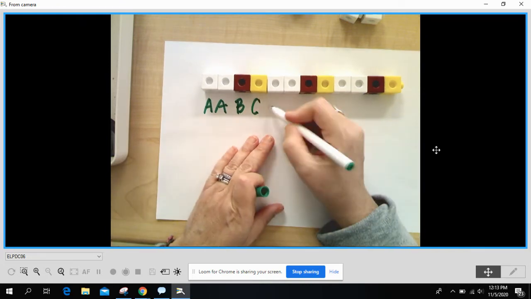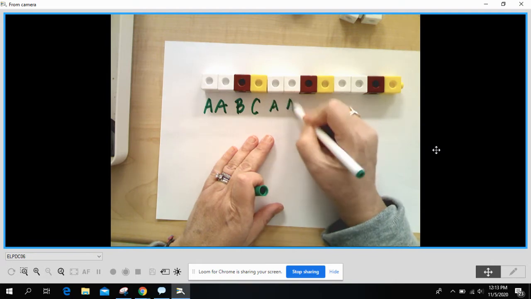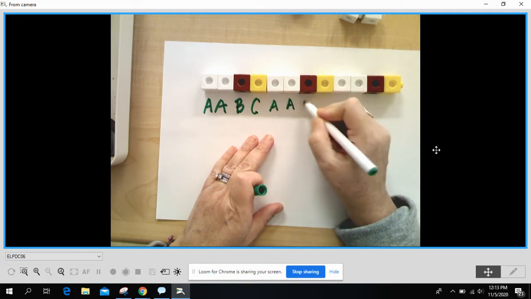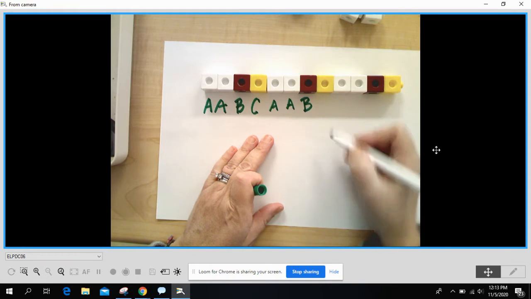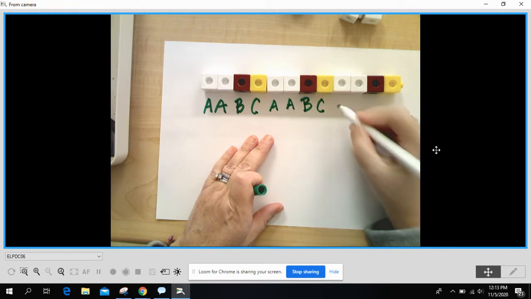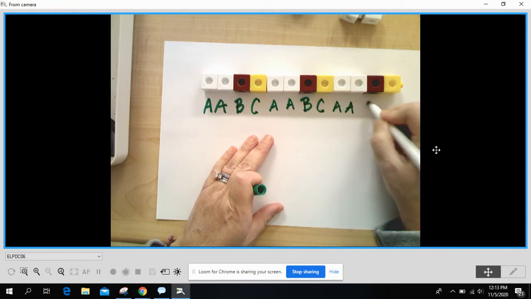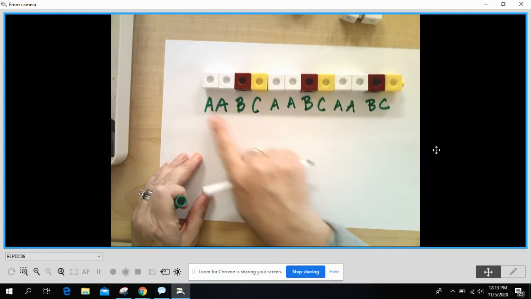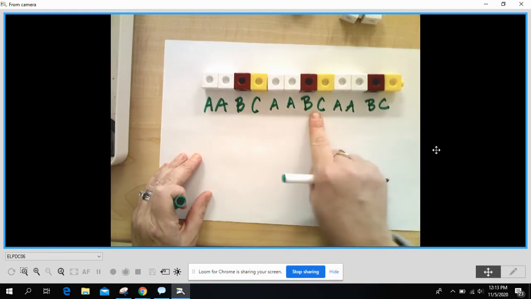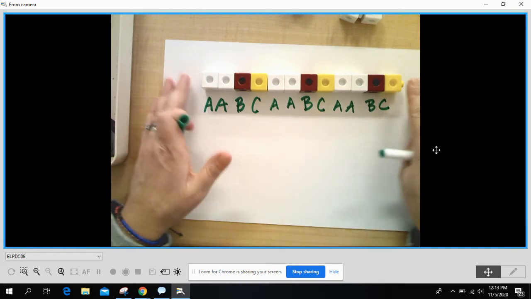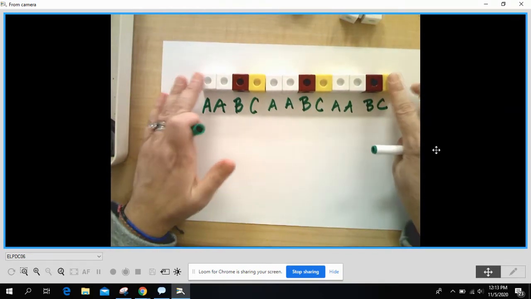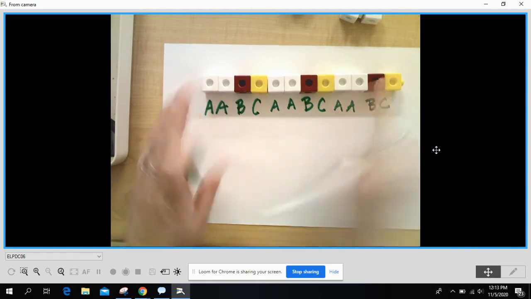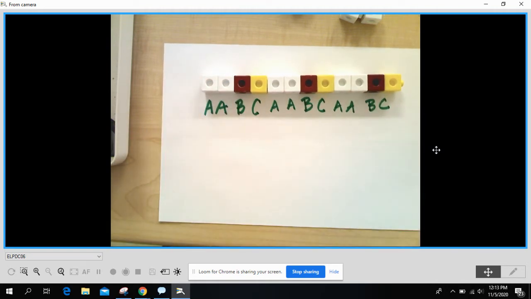And this just repeats over and over again. Every time there's a white cube, it gets A. When there's brown, it gets B. And when there's yellow, it gets C. So this can also be described as an AABC pattern. AABC, AABC, AABC. So we've taken this pattern right here, the color pattern, and we have transferred it to a letter pattern, which is another way we can describe it.